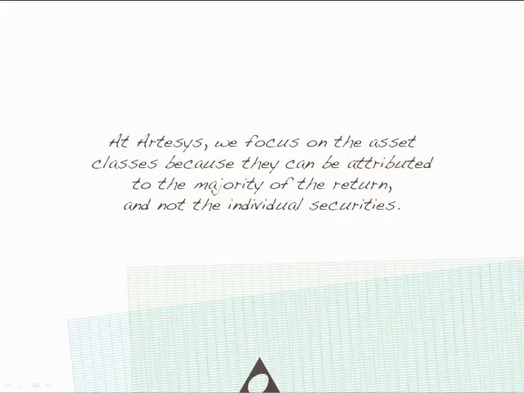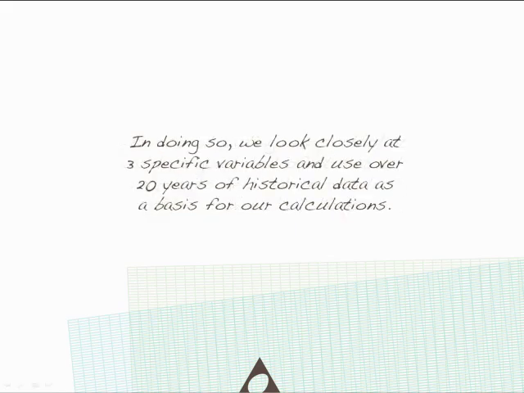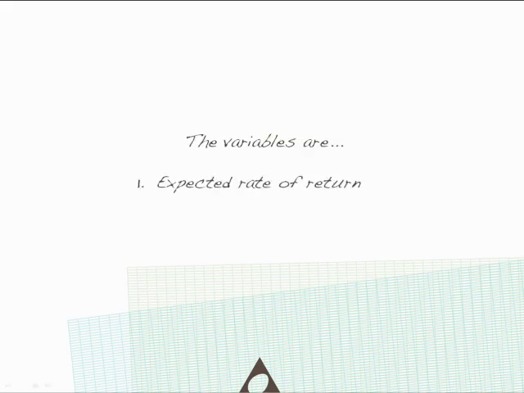At Artesis, we focus on the asset classes because they can be attributed to the majority of the return and not the individual securities. When constructing our portfolios, we do a great deal of statistical analysis to help determine which asset classes to choose. In doing so, we look closely at 3 specific variables and use over 20 years of historical data as a basis for our calculations. The variables are expected rate of return, risk, and correlation.